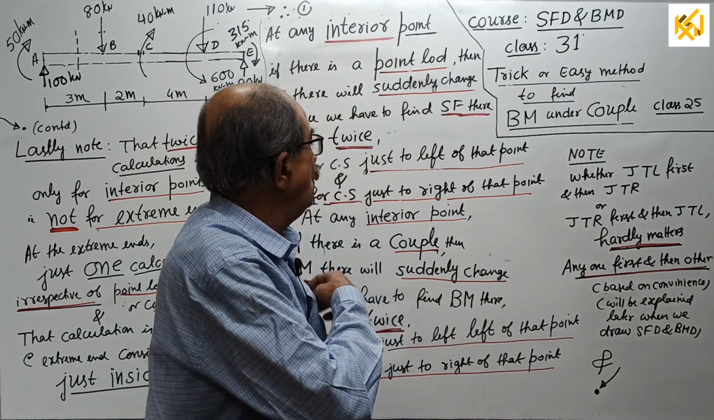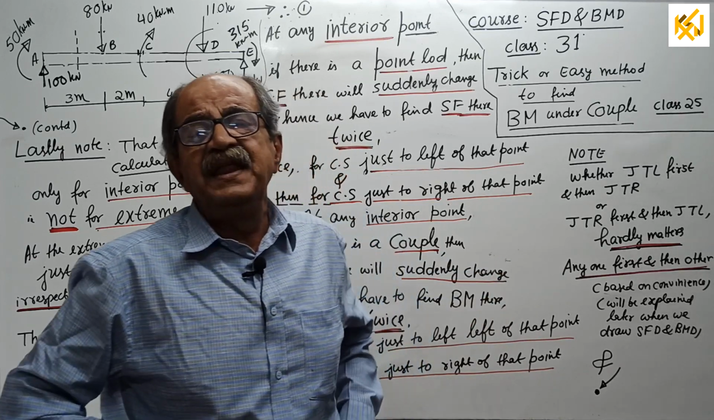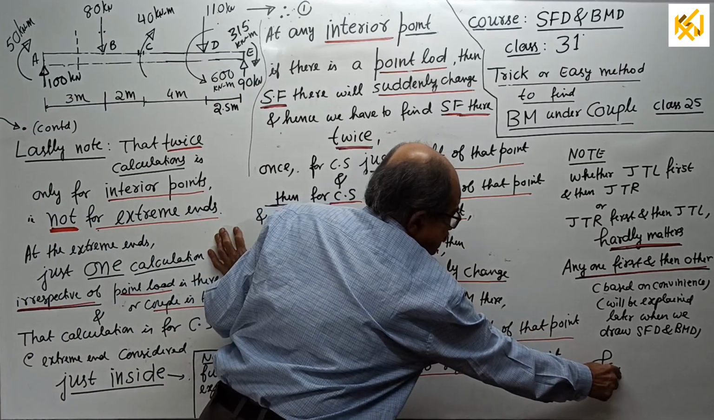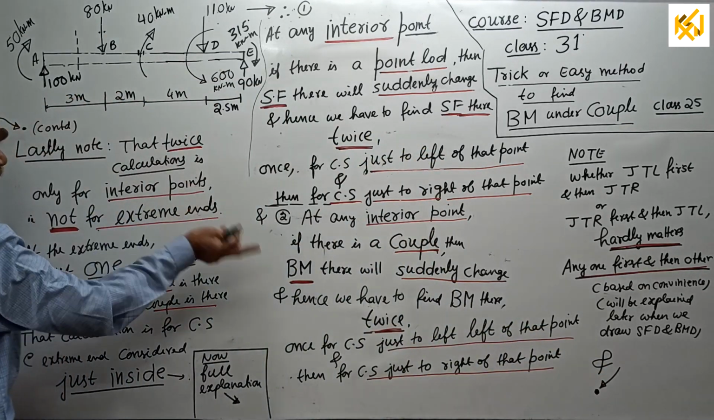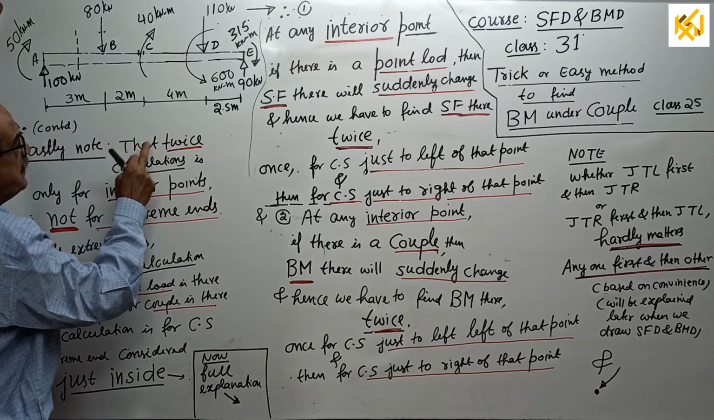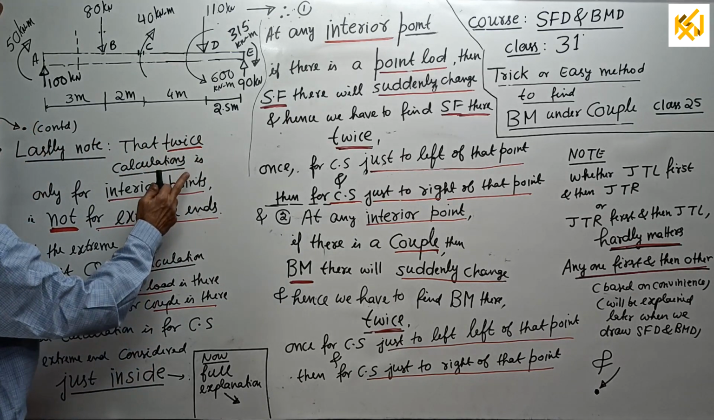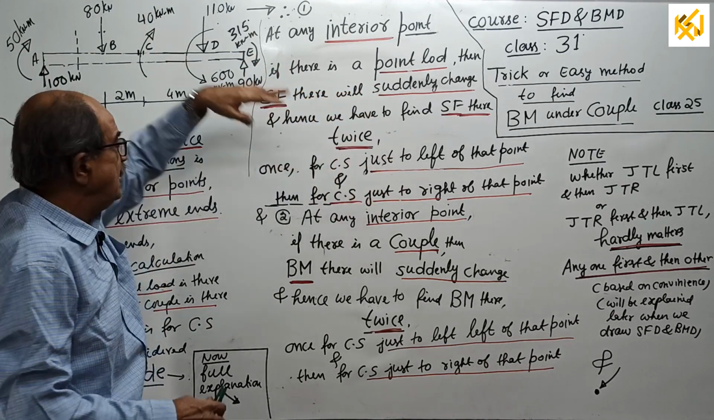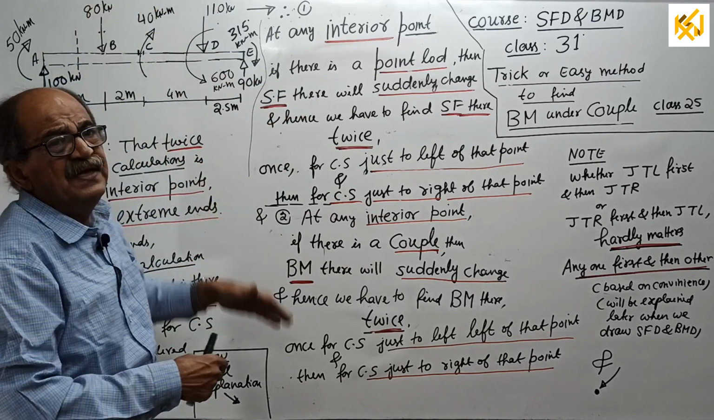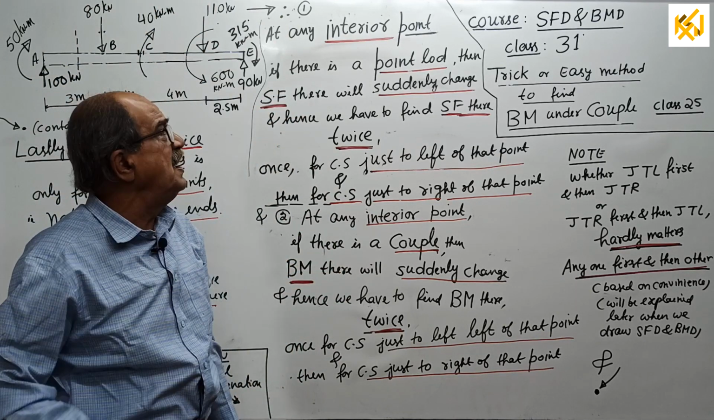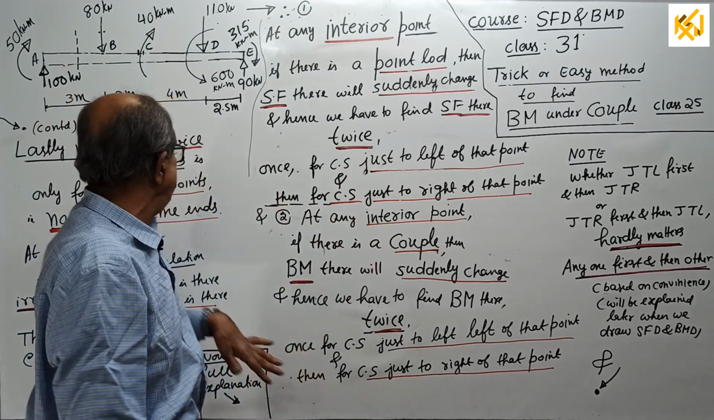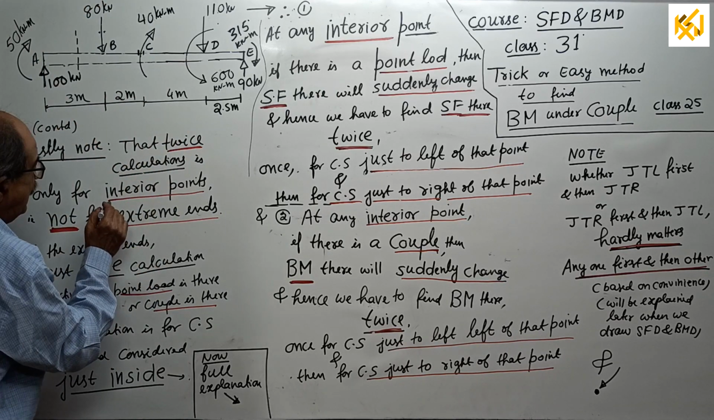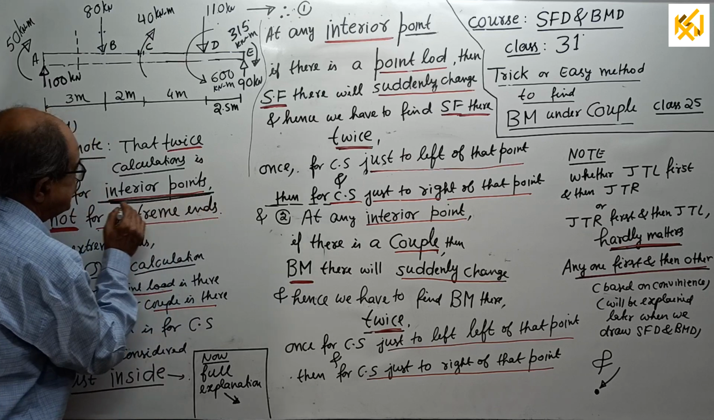Sufficient, this much. Now, the most important point, where I have seen many people write foolish things. Lastly, note that twice calculations, what does twice calculation mean? You can write it if you want. Twice calculation means if a point load is there, shear force twice; if a couple is there, bending moment twice. This is only for interior points. Very important. Only for interior points.